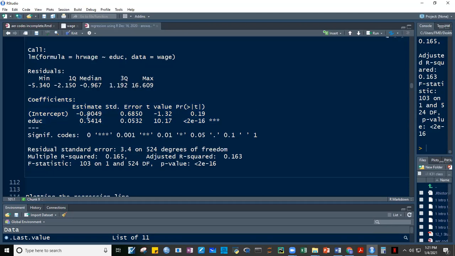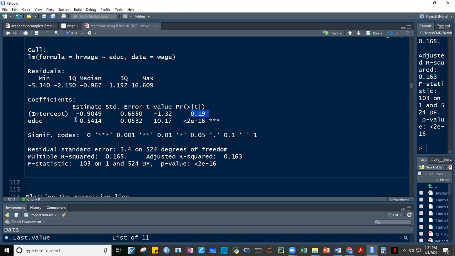Okay, so what do we have here? Intercept. This is our beta null, which is -0.9. And we see here the p-value is greater than 0.05. So the intercept is not significant because the p-value is greater than 0.05. However, guys, sabi natin, yung intercept, kahit na hindi significant yan, sinasama pa rin natin sa model natin.